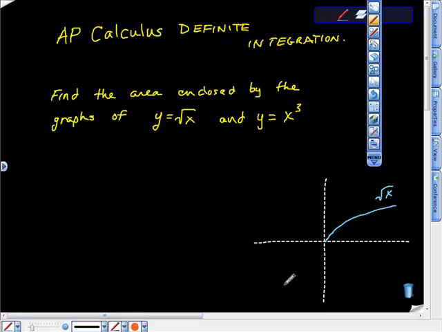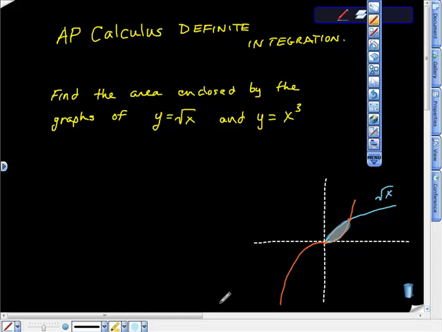And let this be x cubed. X cubed looks like that, doesn't it? It does this, and it does that. So, knowing what we know, we want this area in here, this little fish-looking thing. So this is the area that we're looking for right here.